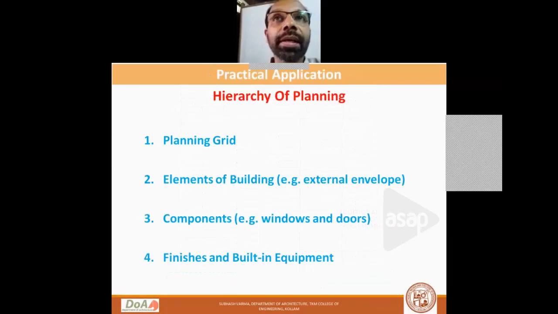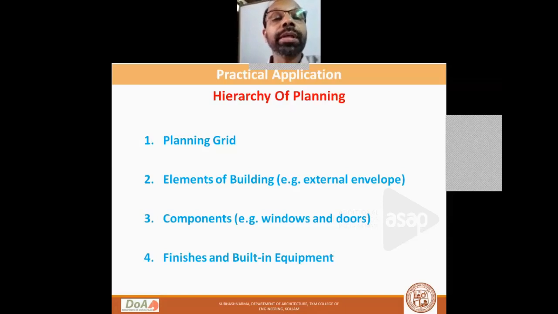So we have already discussed the basic concepts in modular coordination, and then we'll discuss how it is practically applicable to all stakeholders in construction. If we are going for modular coordination, you can apply the concept either to the entire structure or to certain parts of it. Anyway, either way, there is a hierarchy which you have to follow in the planning of buildings.